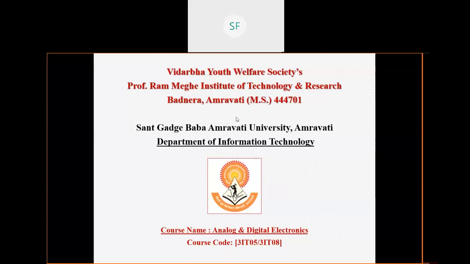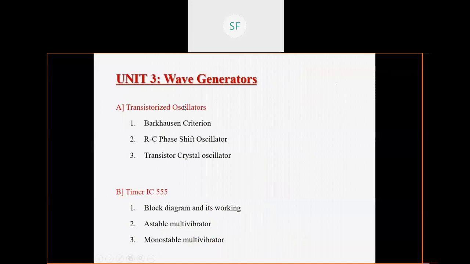Now today we will start our unit number 3. Unit number 3 is basically a wave generator. In this unit we will see different types of circuits whose output will be either a sinusoidal wave or a square wave, right? A wave is nothing but repetitive, it is repeating in nature.